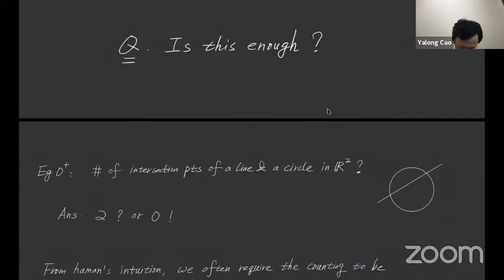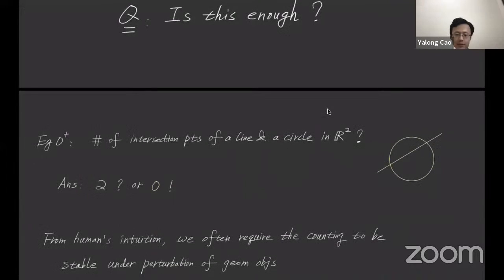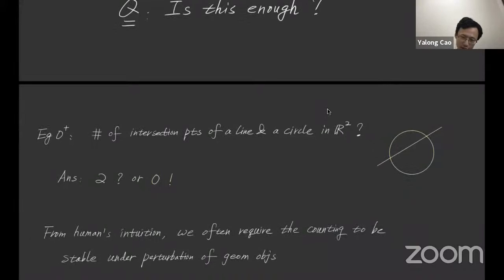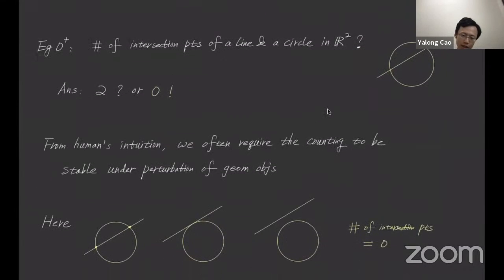Why? Because from human intuition, we often require the counting to be stable under perturbation of geometric objects. This means that we want to deform these two geometric objects, this circle and this line, and deform their relative position to a general position such that they are disjoint. Then the number of intersection points is empty, so this count is 0.